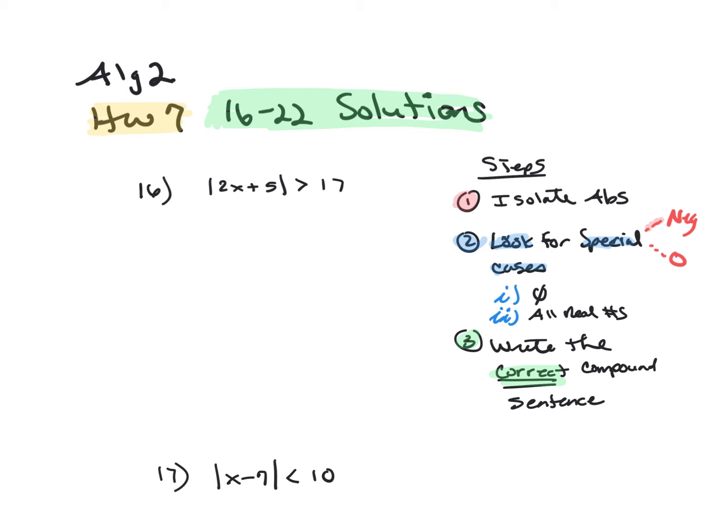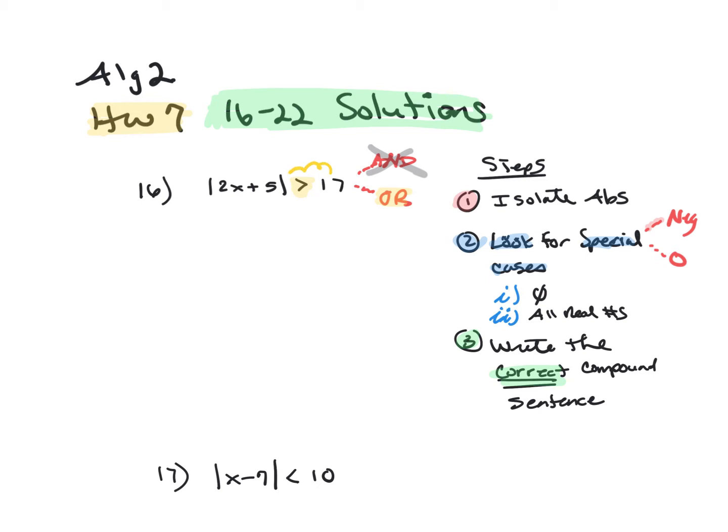In this particular problem, should we write a compound and, or should we write a compound or? Which one should it be? The fact that it is a greater than symbol means we should write an or. So we are not going to write an and in this problem. We're going to write a compound or. And remember why. This is how I teach my kids about it.